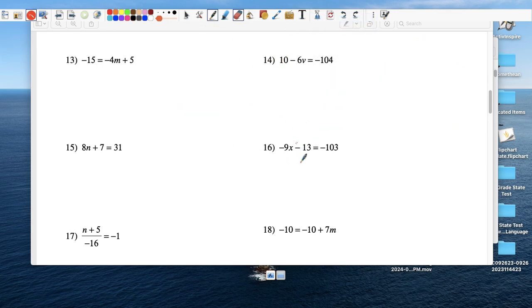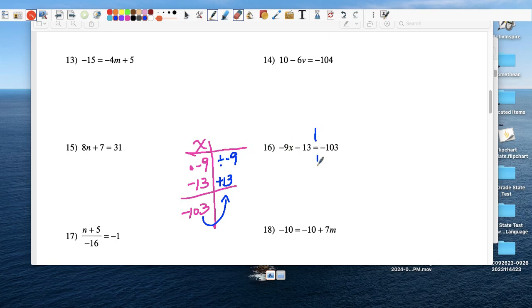16, again, same thing. Let's understand what's happening. We have a variable, we're going to call it x, and it's being multiplied by -9. And then somehow we're subtracting 13, and that gave us -103. So what number did I start with? And that's the question. So going backwards, we're going to use the inverse operation of -13, which is +13, and then we're going to do the opposite of multiplied by -9, which is divide by -9.